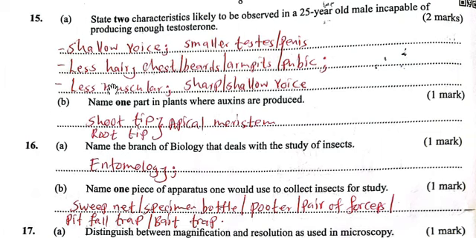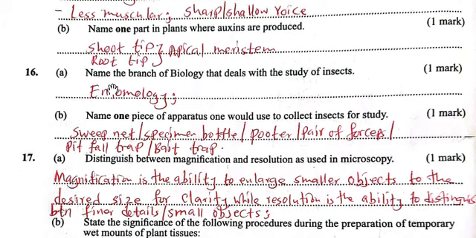Part B. Name one part in plants where auxins are produced. The auxins are hormones which work with other hormones or in conjunction with other hormones to bring about growth. And these auxins are produced at the shoot tips and the root tips, specifically at the apical meristems. And the apical meristems are always found at the shoot tips and the root tips.